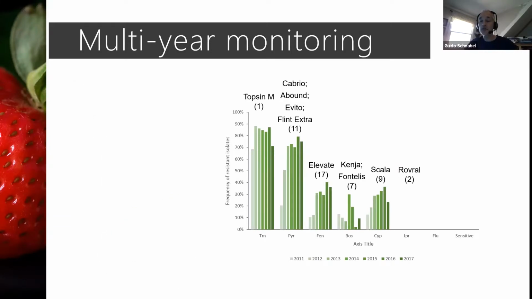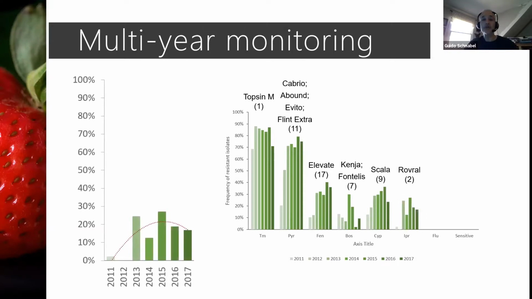Rovral, FRAC 2, is fairly low, with resistance levels anywhere between 10 and 20% in southeastern and eastern fields. The reason for that is probably because we only use it once, maybe twice per year. Most people use it only once before bloom.